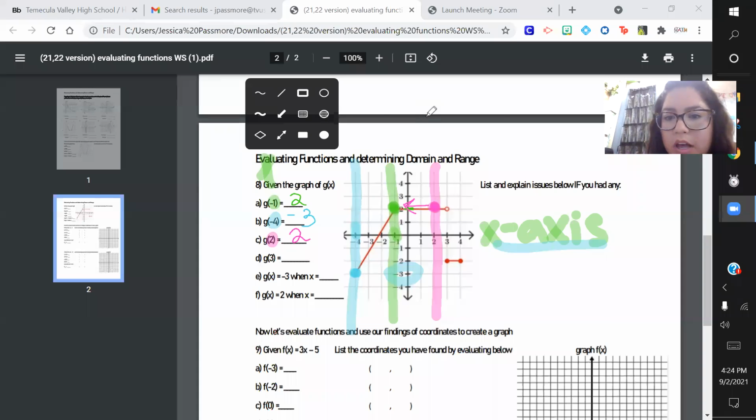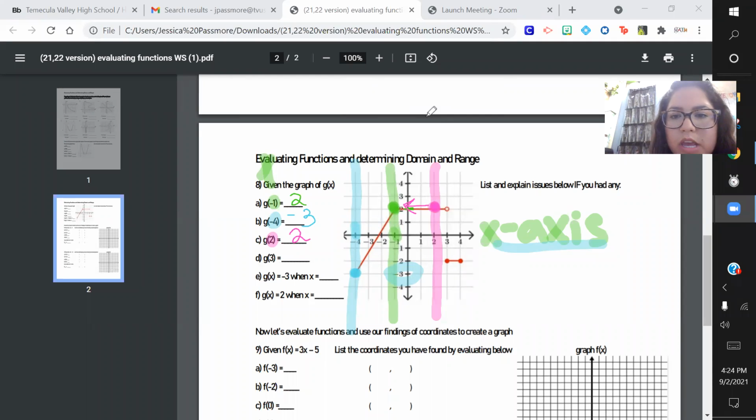Lastly, our last one to plug in was 3. When x is 3, where does it touch our graph? And then we realized we have an open circle up here and a closed circle. We only care about the closed circle because this closed circle means that it's actually defined. So again, we want the y value. The y value was -2.